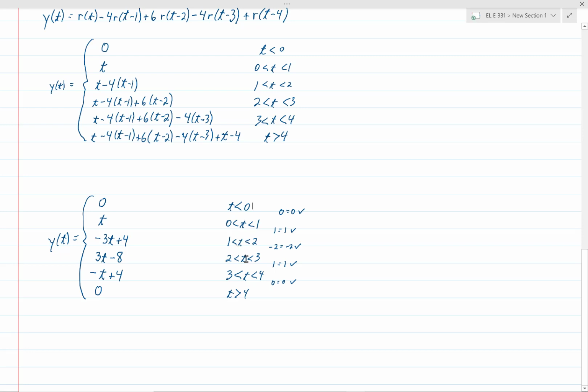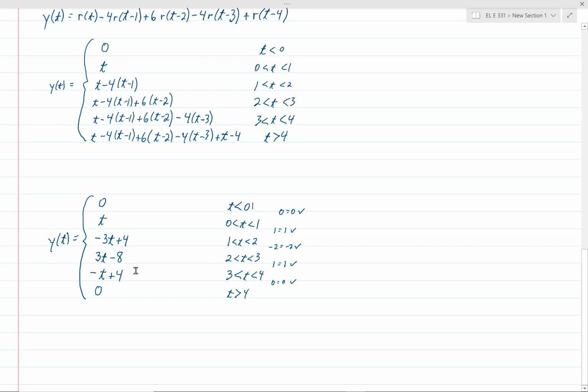What about this expression and this expression? Do they agree at t equals 2? Well, at t equals 2, this would be minus 3 times 2, which is minus 6, plus 4, so we'd have minus 2. And what about this one? At t equals 2, this would be 3 times 2, which is 6, minus 8, that's negative 2 as well. So these two expressions agree where these two regions meet.